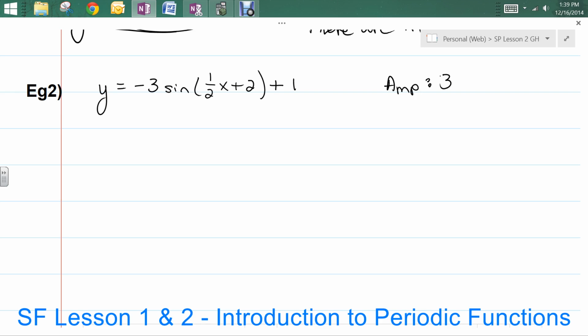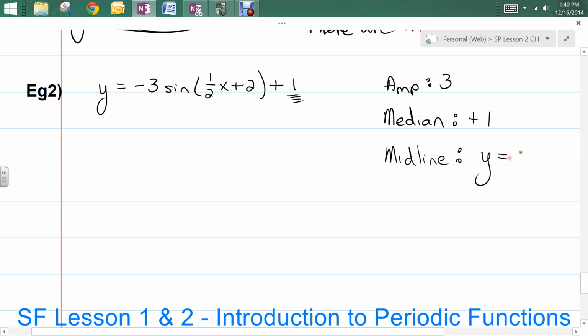So the notes that I gave you where the amplitude is the a value, that's really how we think about it, but really whatever the a value is, you just take the number part. Okay? So the amplitude is 3. The median, based on the data, it's the d value, it's the 1 that's right there, so it's +1. To find the midline, just because it ties into this, keep in mind, midline has to be the equation of the horizontal line that's in the middle. So the equation of that line is y equals +1.